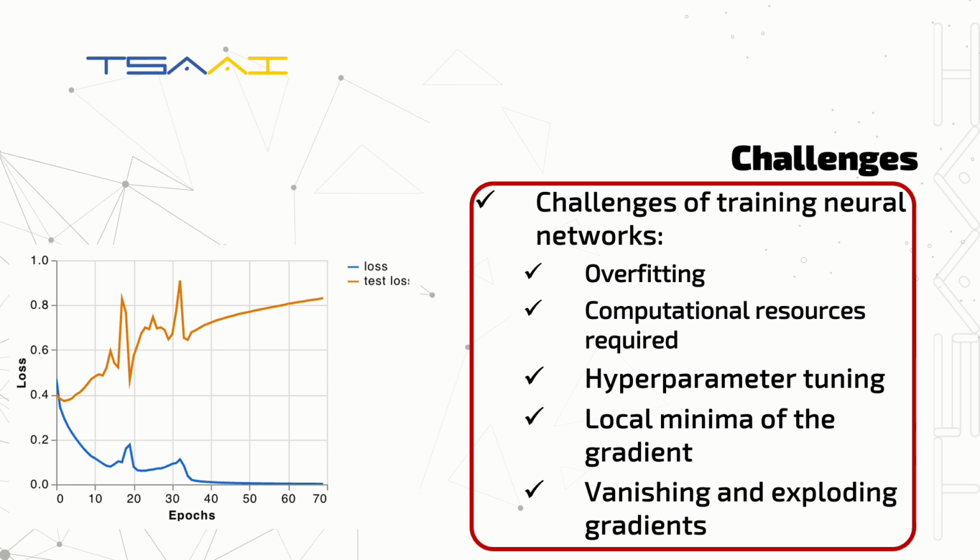Common challenges are overfitting, as we saw in our example, high demand on computational resources, ideal parameter tuning, local minima of the gradient, or vanishing and exploding gradients. This phenomenon occurs when several very high or very small gradients of the layers are multiplied when using the chain rule for the backpropagation.